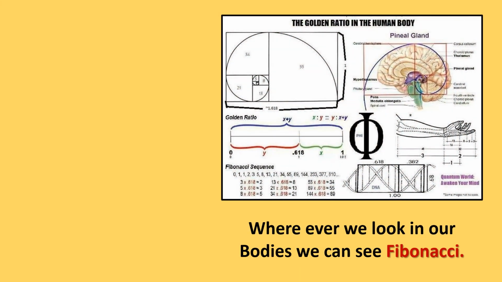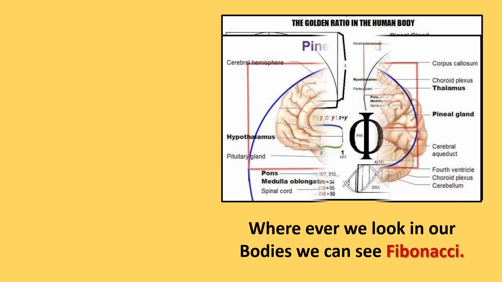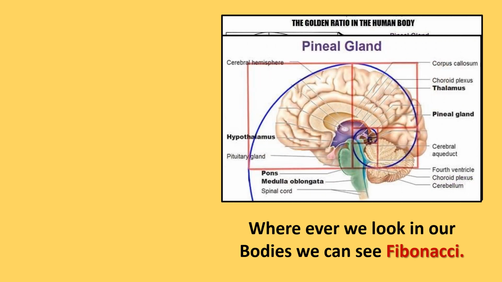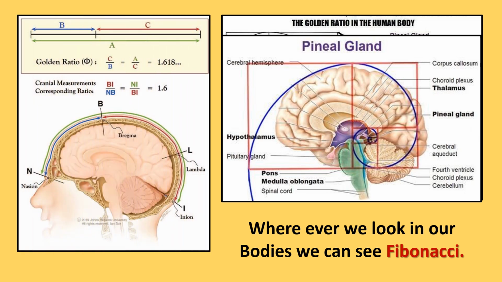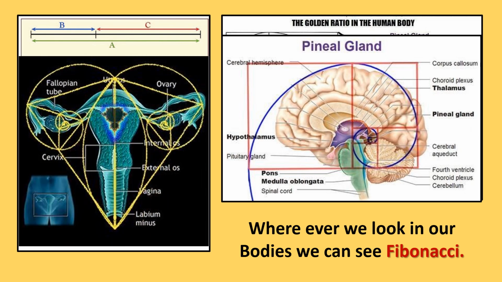Golden ratio in the human body. So there's the brain. So wherever we look in our bodies, we can see Fibonacci. So if you look at where the pineal gland is, you can see the Fibonacci sequence. And the brain and the skull is based on the Fibonacci golden ratio. It's even in the ovaries and the fallopian tubes around the womb.